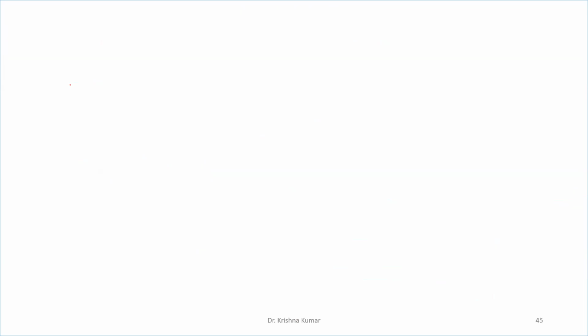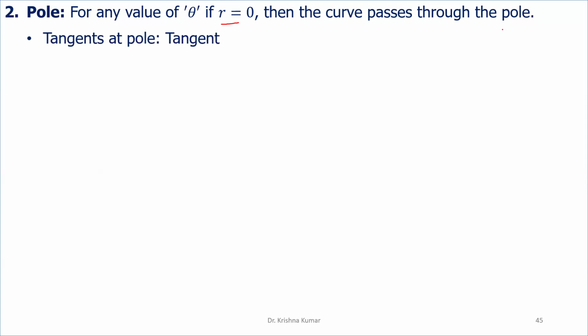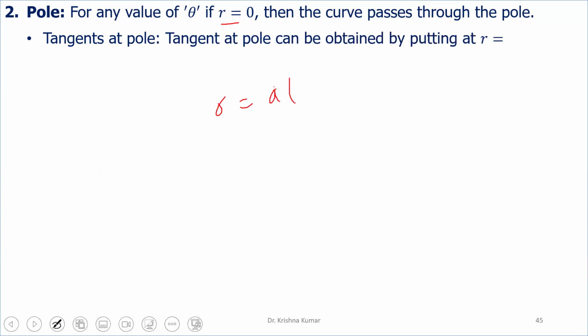Let us go to the second point. The second point is the pole. We know that in a Cartesian curve we take the origin, but here the origin is called the pole. So how do we check whether the given curve passes through the pole or not? For any value of theta, if r equal to 0, then the curve passes through the pole. For example, suppose we have given r equal to a times (1 plus cos theta).